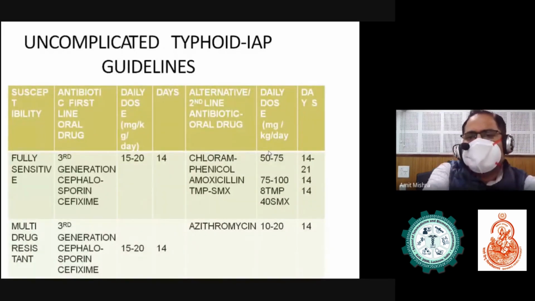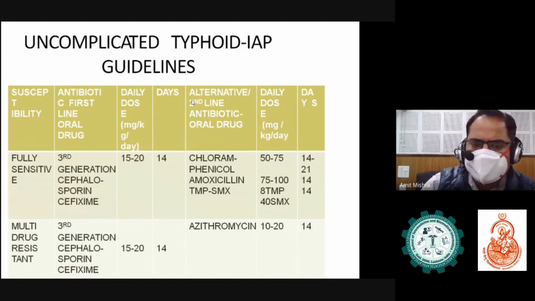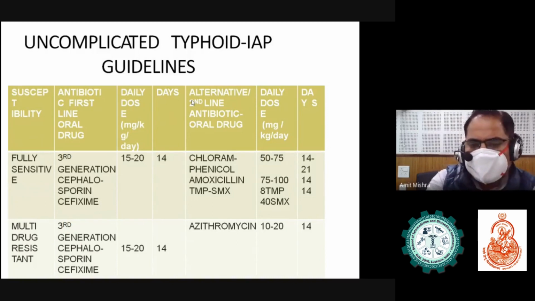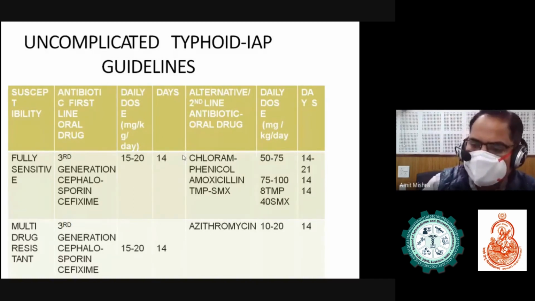These are the guidelines for uncomplicated typhoid fever, enteric fever. If it is fully sensitive, the first line antibiotic therapy is a third generation cephalosporin, basically cefixime or ceftriaxone, in a dose of 15 to 20 milligram per kg for 14 days. In multidrug resistant cases, we also prefer a third generation cephalosporin in a dose of 15 to 20 mg per kg for 14 days, along with the alternative azithromycin in a dose of 10 to 20 milligram per kg, up to 1 gram, given for 5 days.